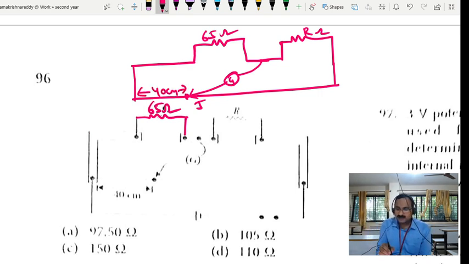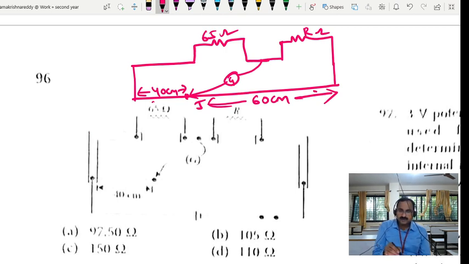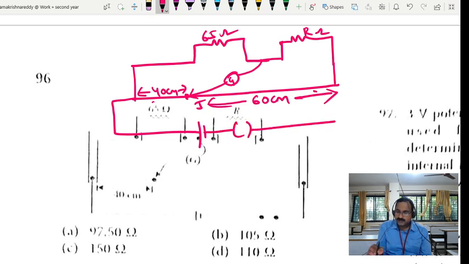Then automatically, how much will the remaining be? 60 centimeter, if they have given the total 100 centimeter. 40 is completed in that, remaining is 60 only out of 100. So this is the diagram they normally give to you. The clear diagram they will give in the material, connected to a battery and key also, like that they will provide to you.